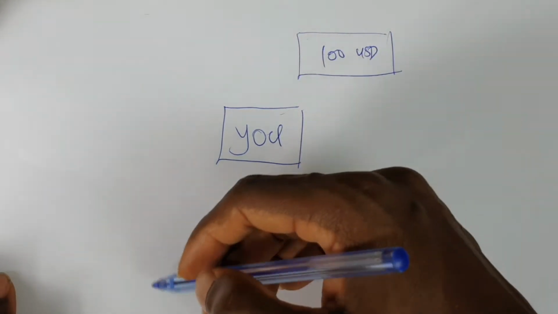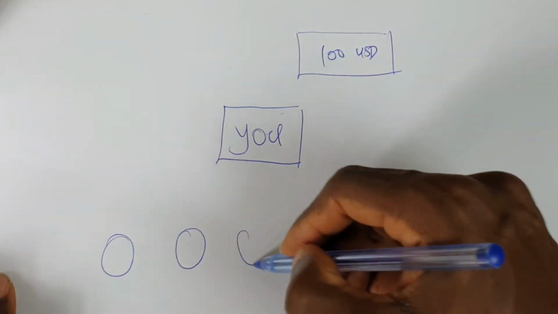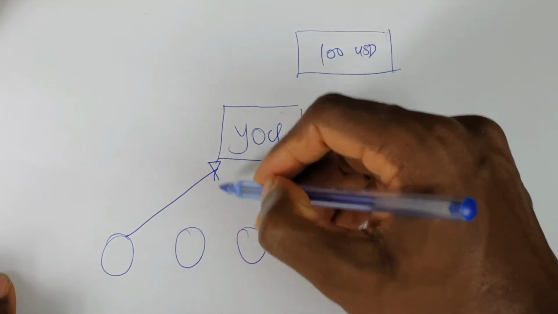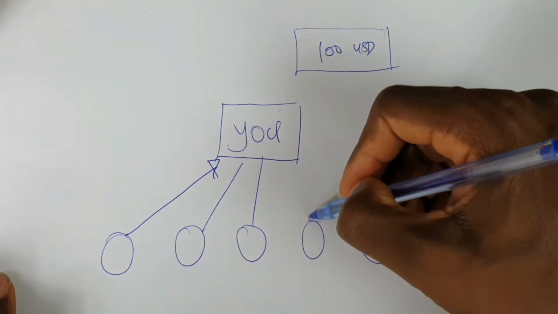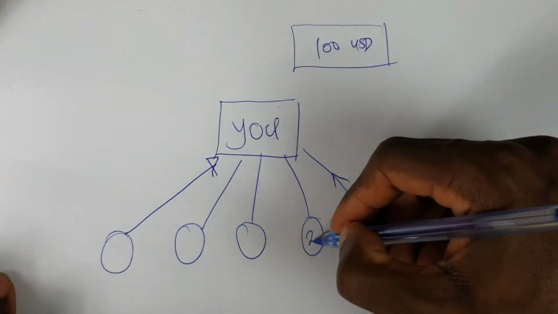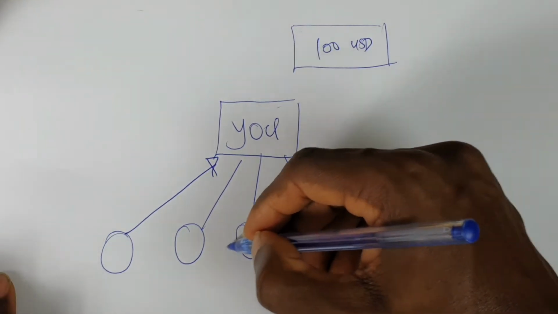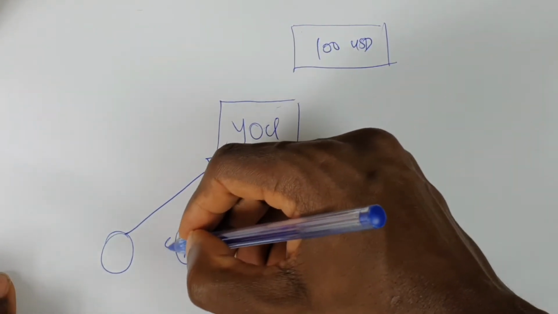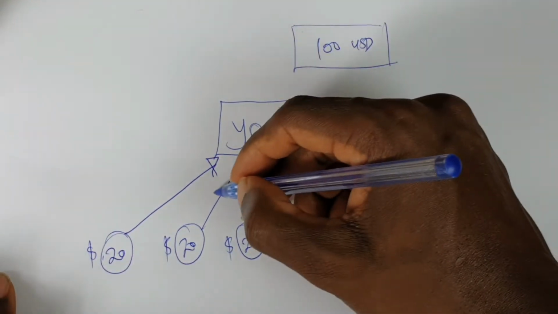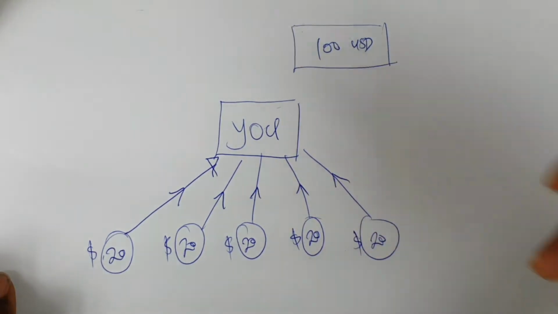So let's say you have 5 friends. I'm just gonna put your friends here: 2, 3, 4, 5. So each of your friends sends you 20 US dollars. Each of them sends you 20, 20, 20, and 20. Right. Let's just do that. So they're sending you $20 each.